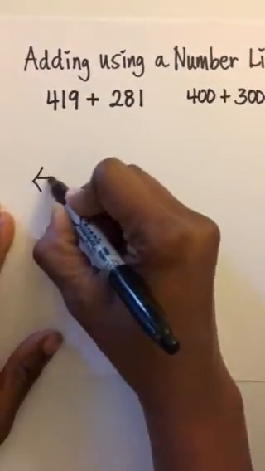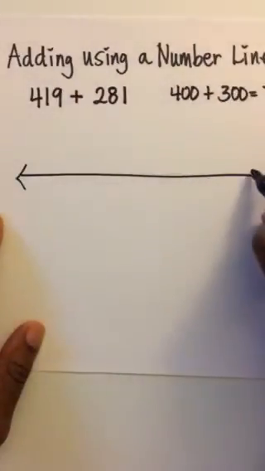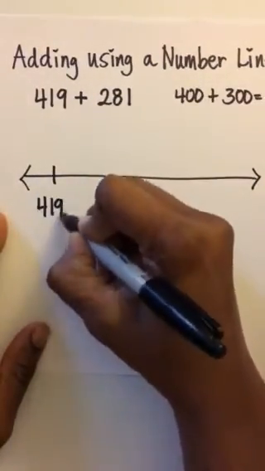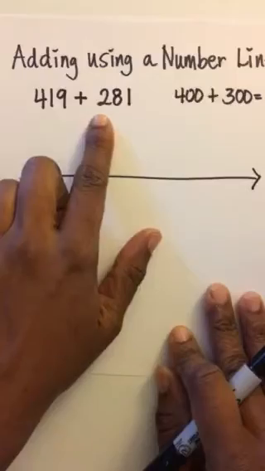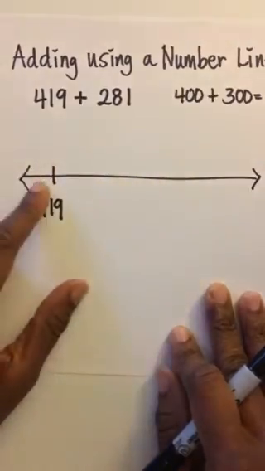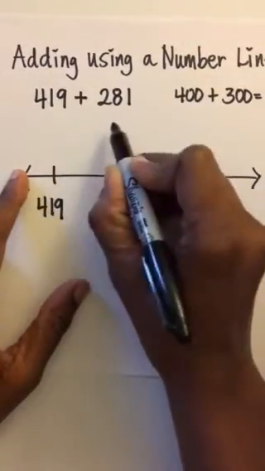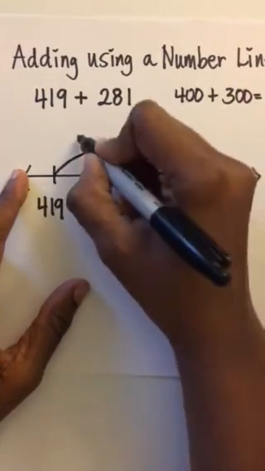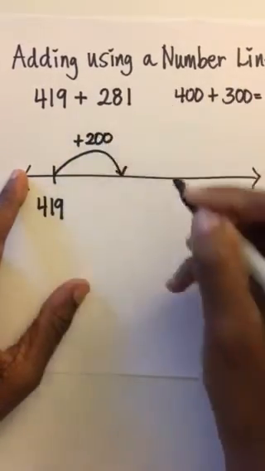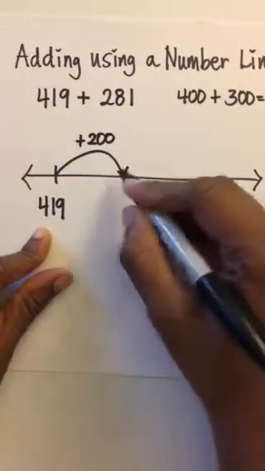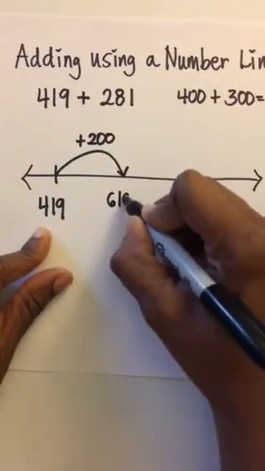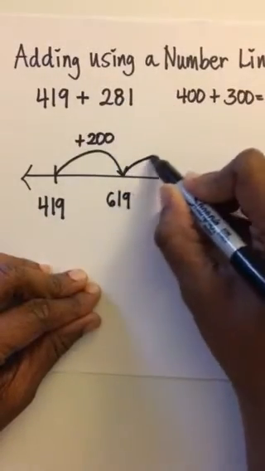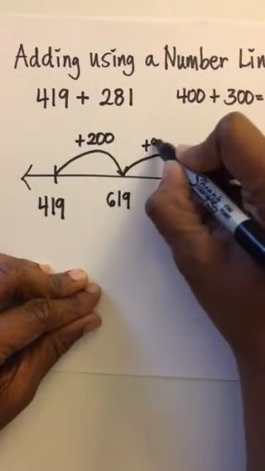So what I'm going to do is plot my first add-in, which is going to be 419, and then I'm just going to simply think about expanded form. So the 2 in 281 is worth 200, so I'm going to add 200. 419 plus 200 gives me 619. Then I'm going to add the 8, which is actually worth 80.